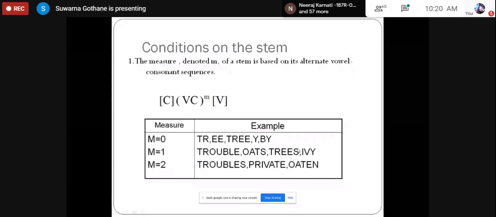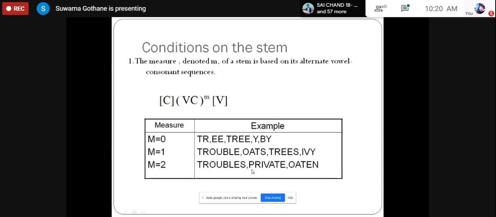So one time it is appearing, so M equals 1. IVY: I is a vowel and V is a consonant. So one time, so the degree is M equals 1. Like this it is going to increase: M equals 0, 1, 2, 3, like that. Okay, so M equals 2.